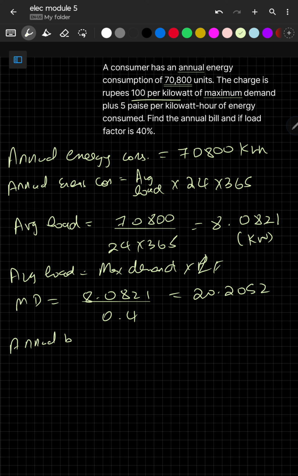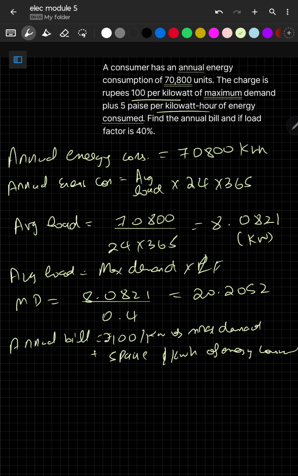Now annual bill is equals to rupees 100 per kilowatt of maximum demand plus 5 paise per kilowatt hour of energy consumed. Write it as it is. What is given in the question, as it is, you have to write it down. That is equals to rupees 100 into maximum demand, which is how much? 20.2052, plus 5 paise.